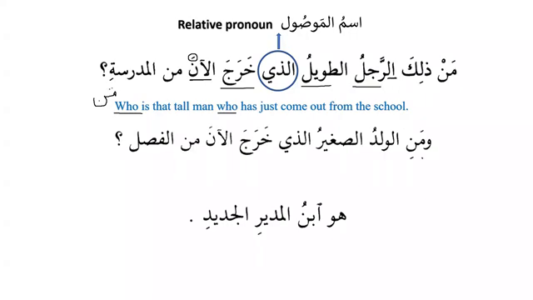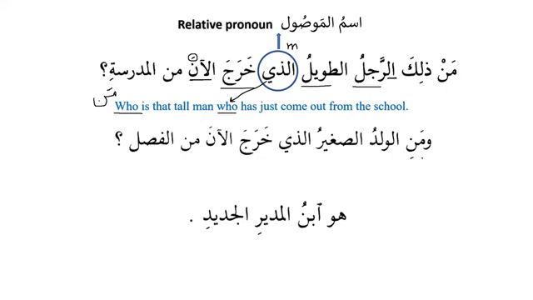And the second one is here, which is basically used for alladhi, who has just come out from the school. So alladhi, if it is used for a person, it is translated as who, and if it is used for a thing, then it will be translated as which. So in Arabic we have one, alladhi, but in English we have two, who and which. And please remember that it is used for masculine. For feminine we have a different one.